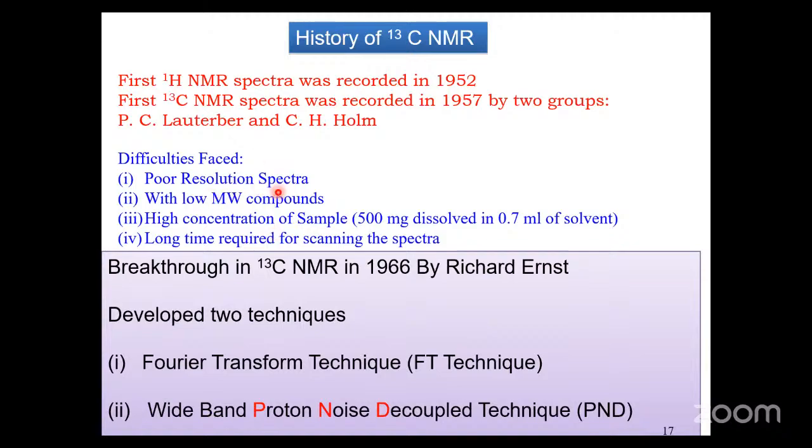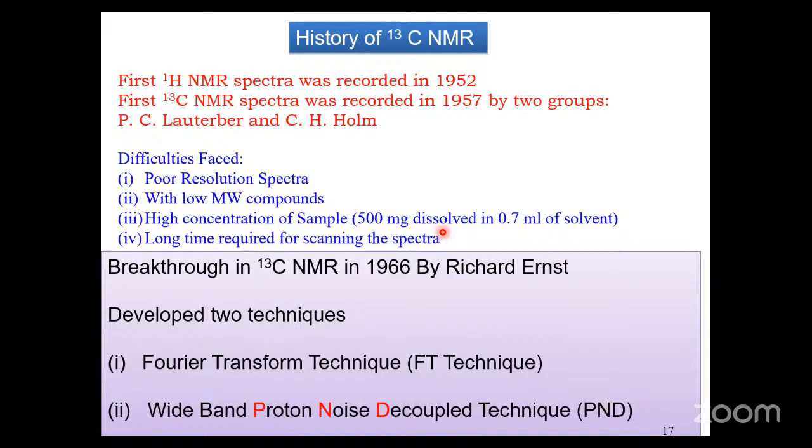First of all, poor resolution and less sensitivity. And they were scanning only low molecular weight compounds first, and one required a very high concentration of sample. For example, for H1 we require hardly 10 to 12 milligrams of sample, but for scanning C13 NMR at that time, we are talking about the 1950s, they used to take 500 milligrams of sample, a very high concentration.